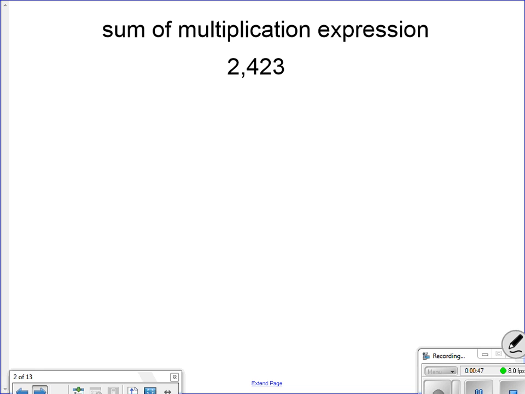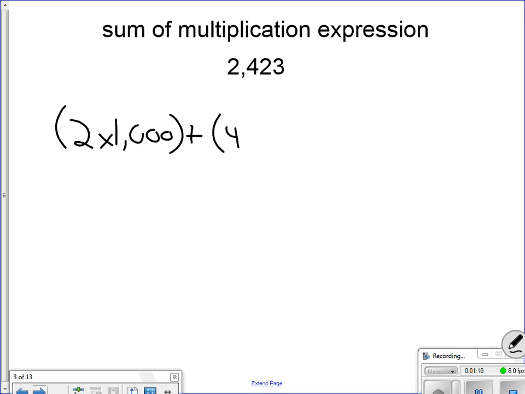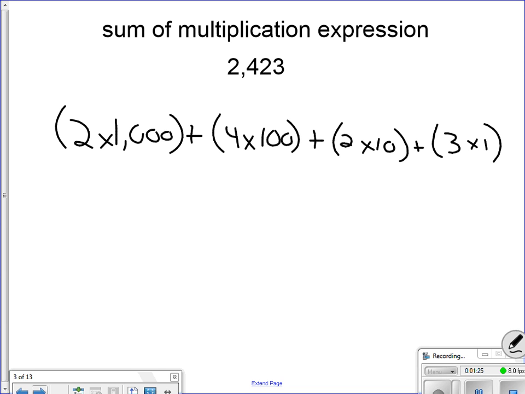This is pretty simple. The next one is going to be called the sum of multiplication expressions. Sum means to add. So you're going to be going 2 times 1,000, because the 2 is in the 1,000s place. Sum, we're going to add 4 times 100, because the 4 is in the hundreds place, plus 2 times 10, plus 3 times 1, because the 3 is in the ones place. This is what the sum of multiplication expression looks like.